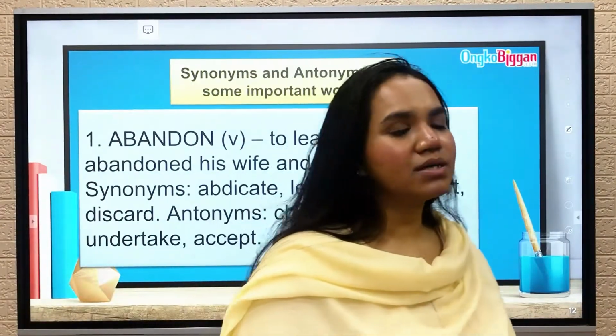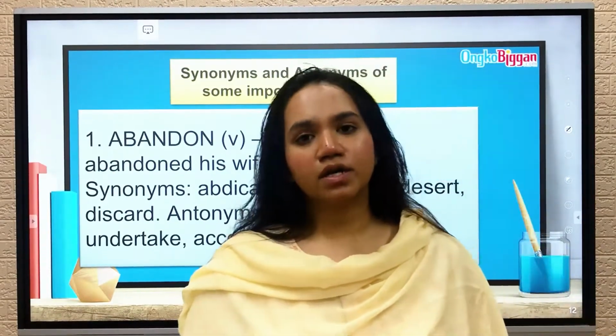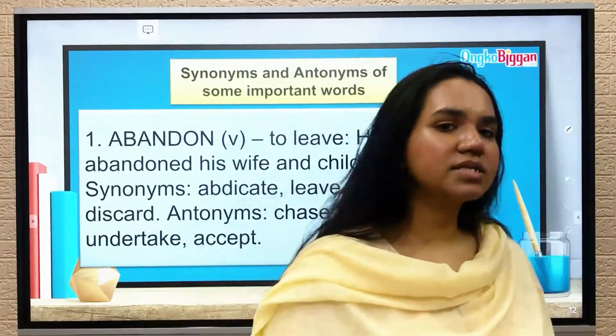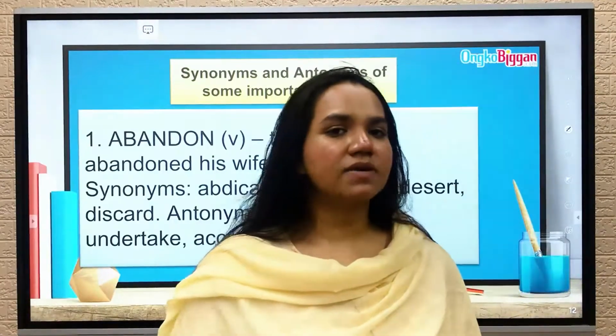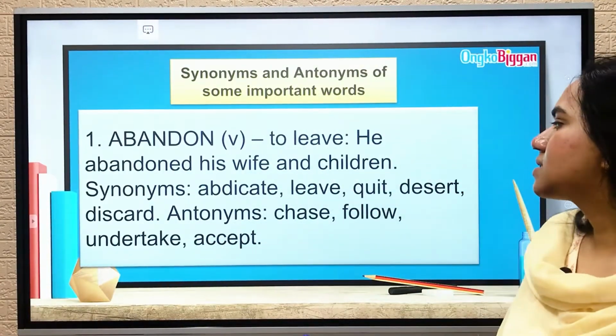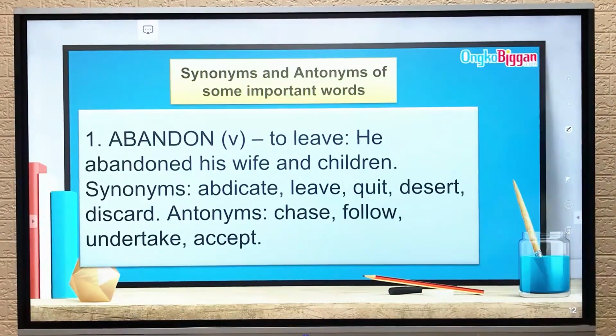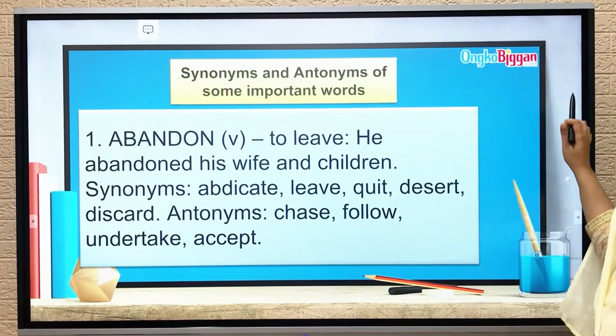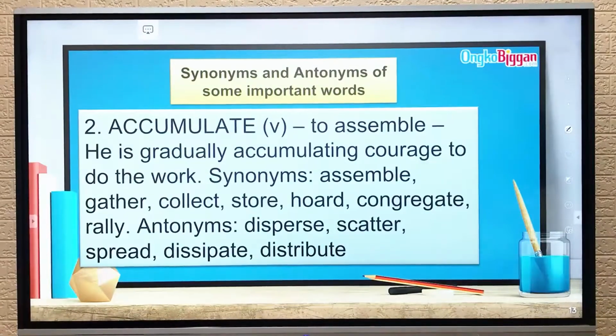In this case, desert is not a noun, it's a verb, meaning that if I say that he deserted me, it means that he left me alone. Then discard. And antonyms of abandon are what? Chase, or follow, undertake, accept. Okay. Number 2, accumulate. Accumulate means to assemble, to gather together.